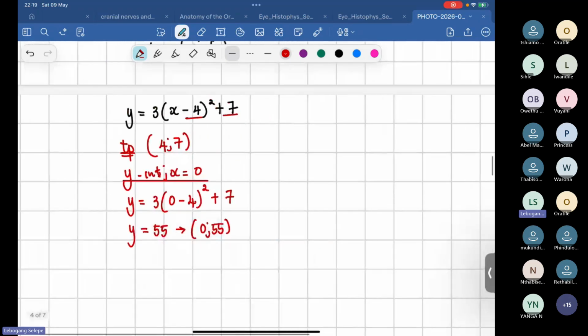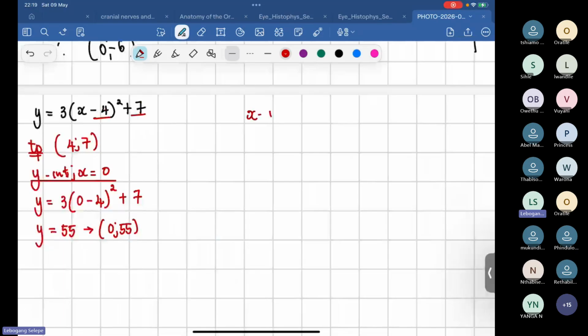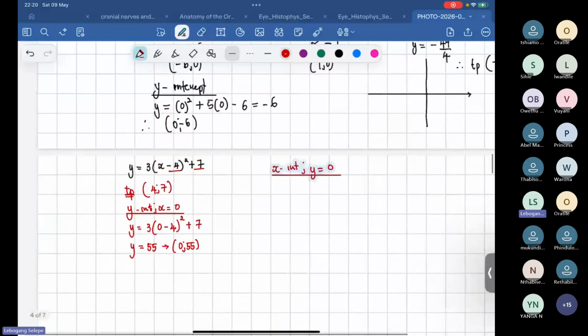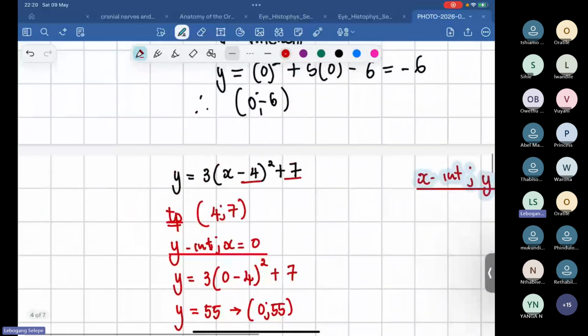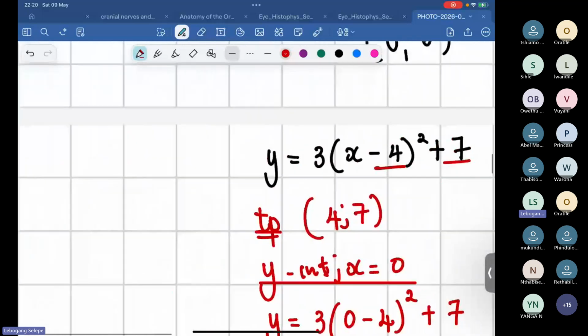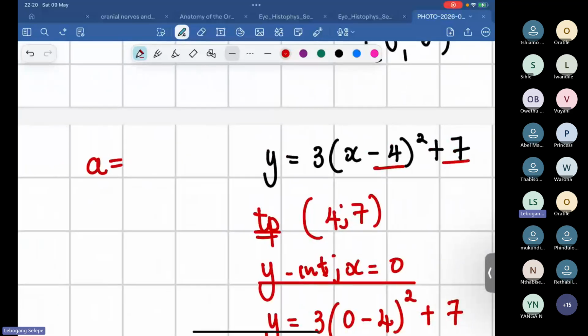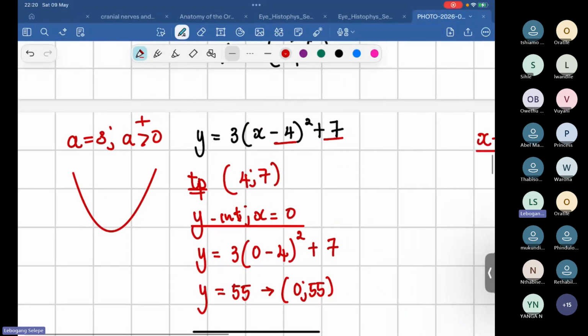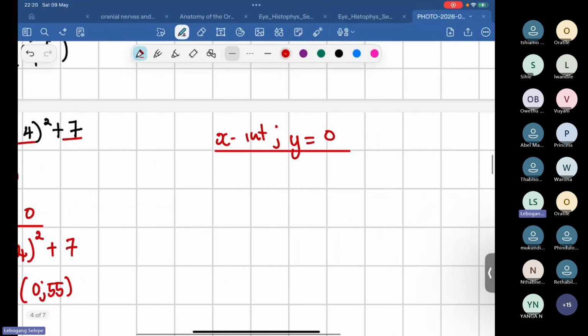Now we go to the big guns, the x-intercepts. We know that for x-intercepts, y must be equal to 0. I think I forgot this: the first thing was to talk to you guys about the shape. What is the value of a? 3. Which is positive, so what is going to be our shape? Someone has already said it. Our shape is going to look something like this, a concave arc shape because it's a positive value of a.